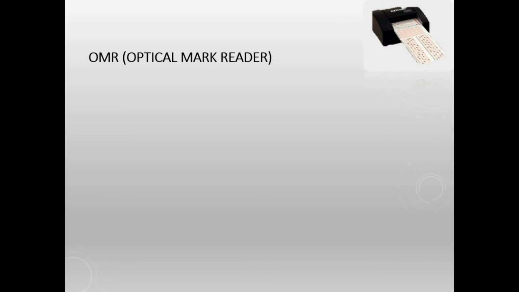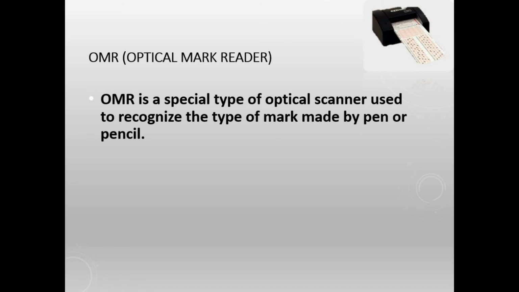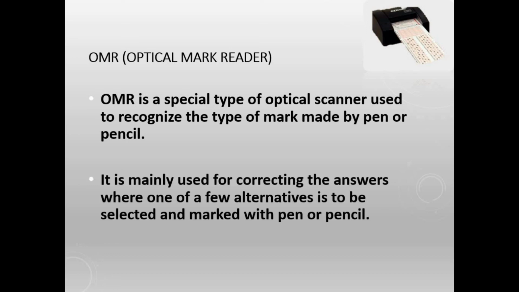Next we have OMR, Optical Mark Reader. OMR is a special type of optical scanner used to recognize the type of mark made by pen or pencil. It is mainly used for correcting answers where one of a few alternatives is to be selected and marked with a pen or pencil.